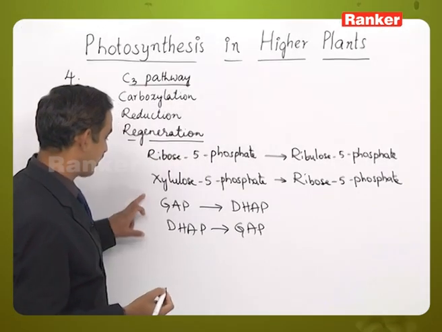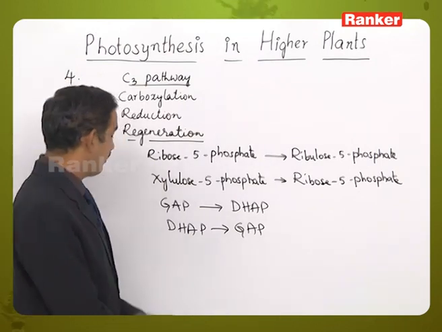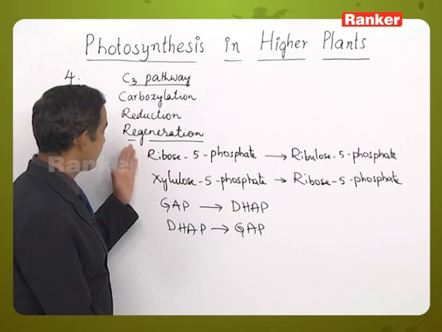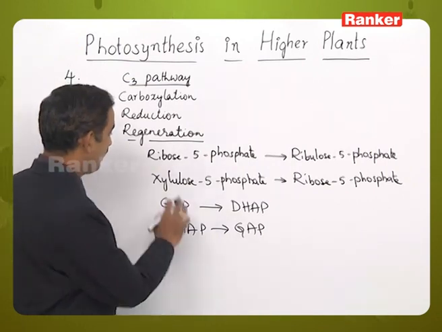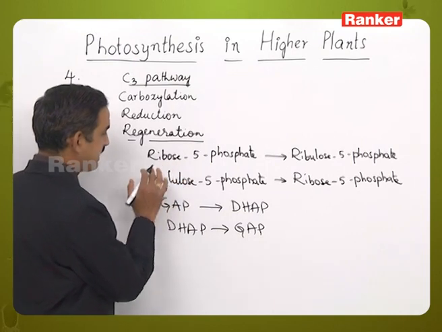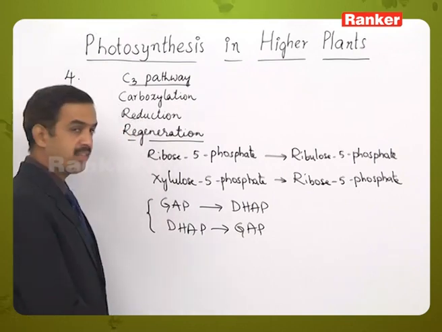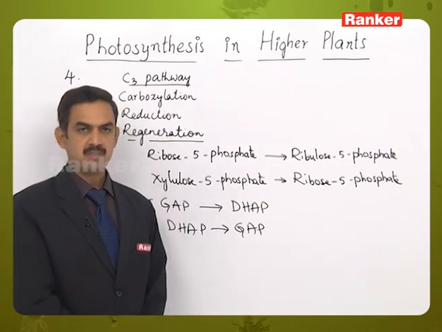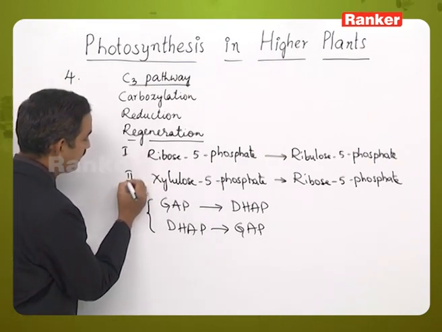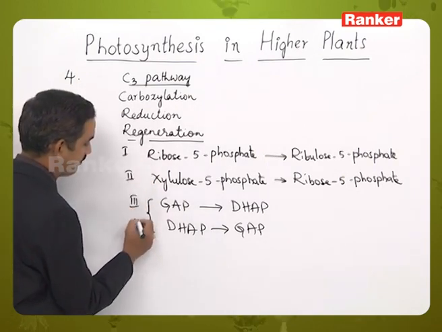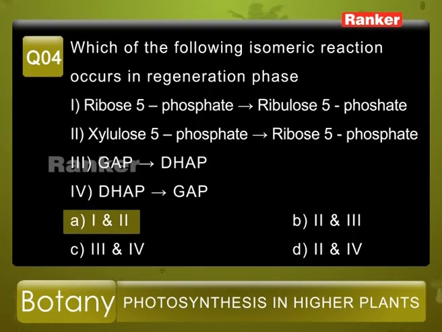Out of these four, as I said, all are isomeric reactions only, but the thing is how many are taking part in the regeneration phase of C3 plants. Here these two are the steps which take place in the regeneration phase, but these two are not taking part in the regeneration phase of the C3 pathway. So from the given options, 1 and 2 are the correct options. That is option A is the correct answer.